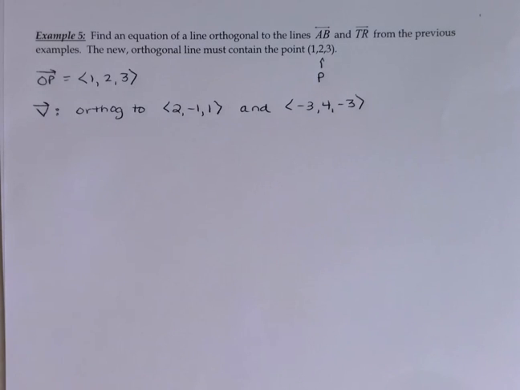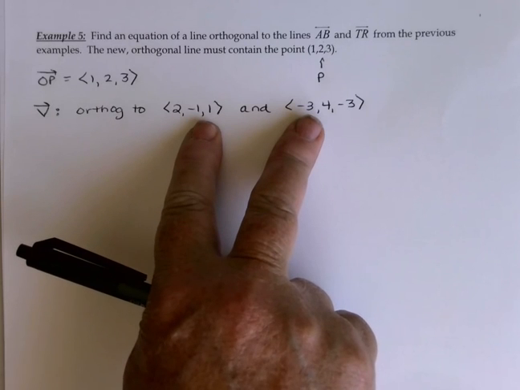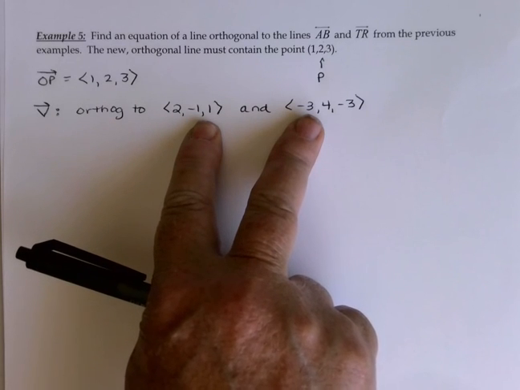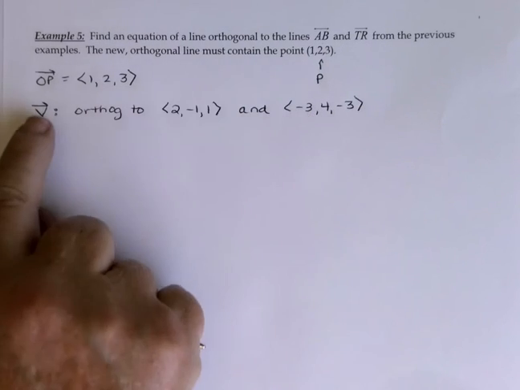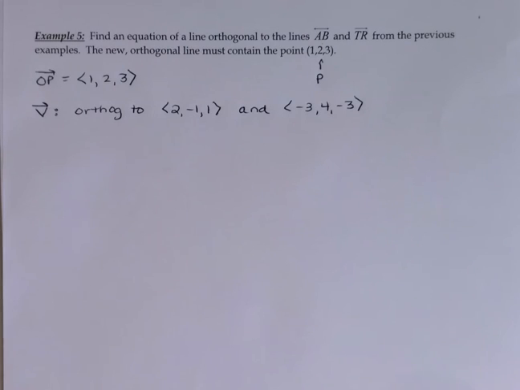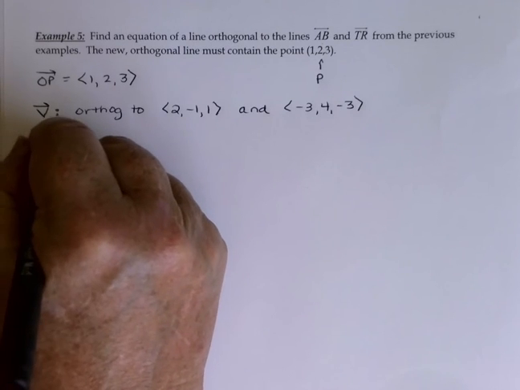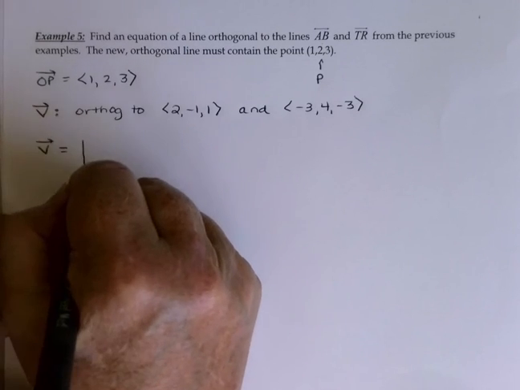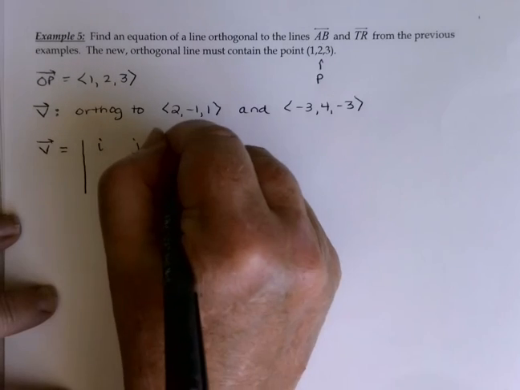All right, how can I find a vector orthogonal to two vectors that I know? That's a cross product, isn't it? If I were to take the cross product of these, that result would be orthogonal to both and could therefore be used as my vector v. So I'm going to go ahead and do my cross product.